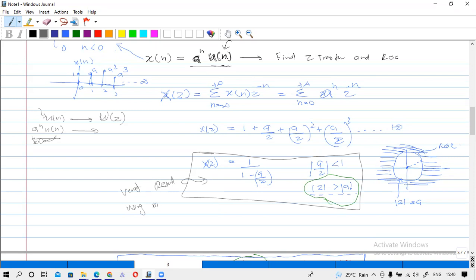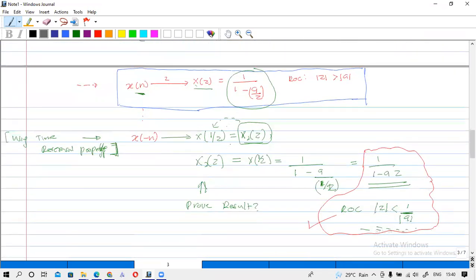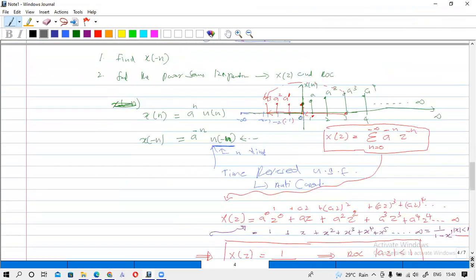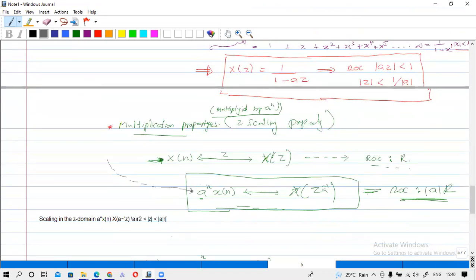So do it as an exercise, a home exercise. Multiplication property means it's a descaling property. So do this as an exercise. That is why I tell you that we have already learned these things, but we didn't extract them as a property.